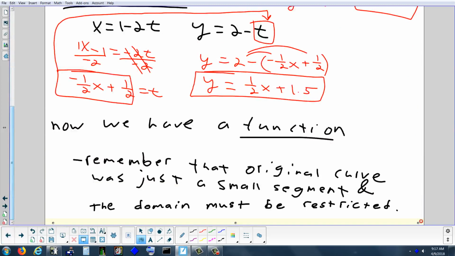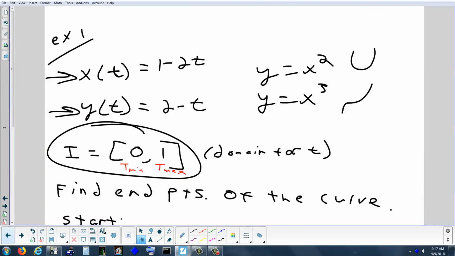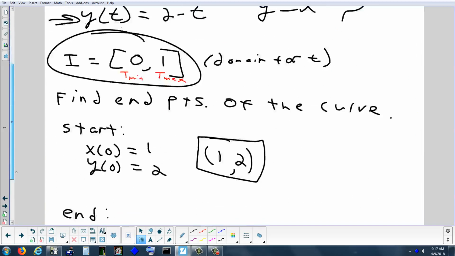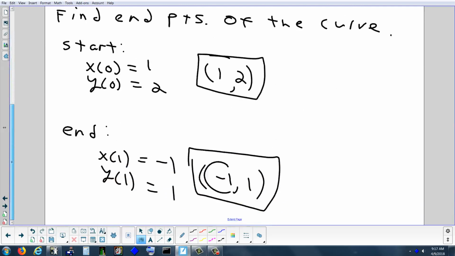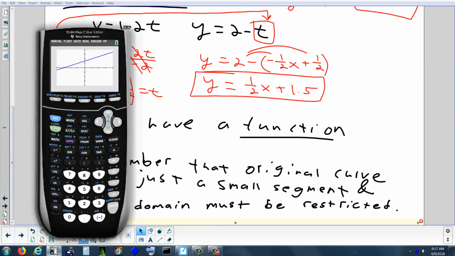We were restricted. Why were we restricted? Because of this. We had to stay between 0 and 1 with my t. So what did that really mean for x? X was between -1 and 1. Those were my values that limited the lowest and the highest that x could go. So if I really want to draw that, the best I can do is tell the calculator to stay between -1 and 1. So what I can do is something like this.